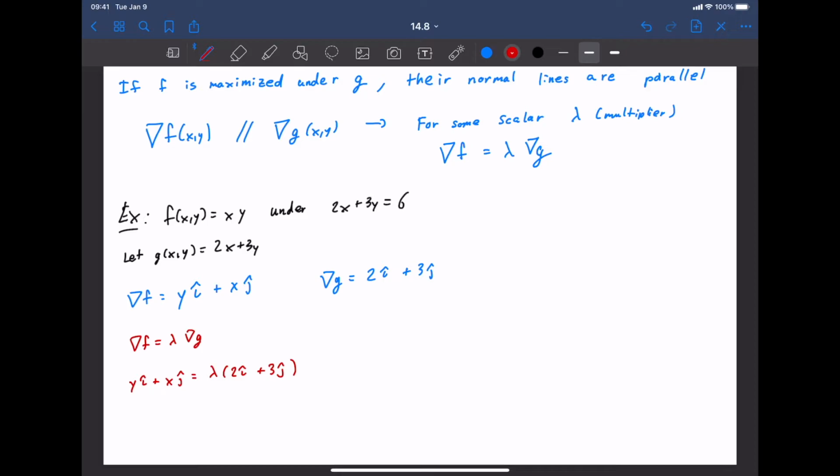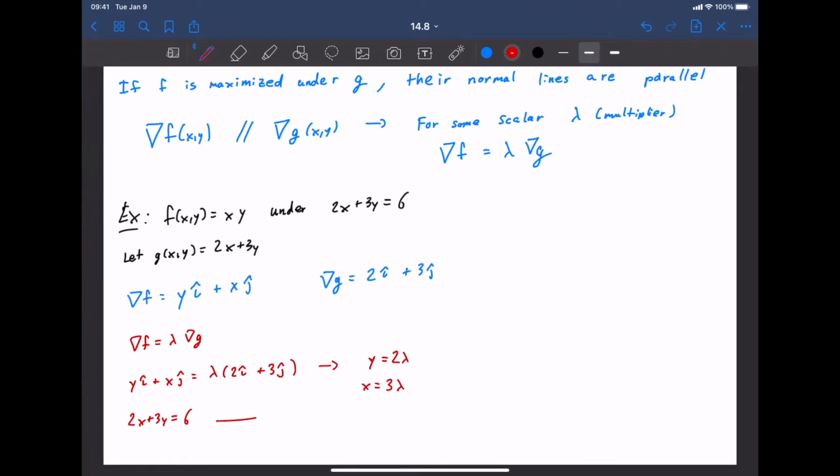So whenever you have a vector equation, this gives us two scalar equations. This is y equals 2 lambda and x equals 3 lambda. Bunch of different ways to do this. A lot of the times it's going to be easiest to solve for x and y and then plug it into our constraint equation, which is 2x plus 3y equals 6.